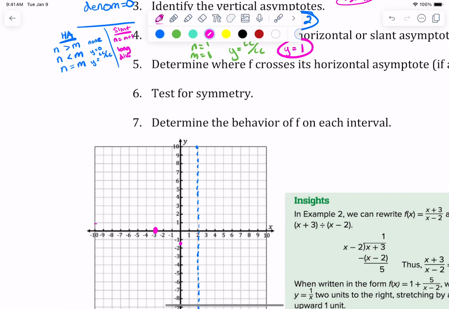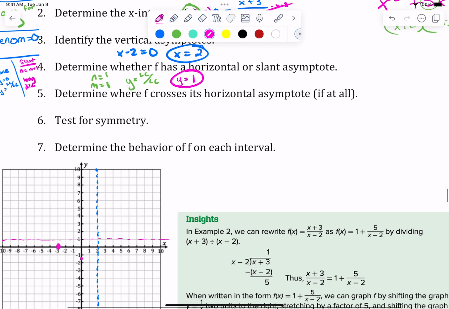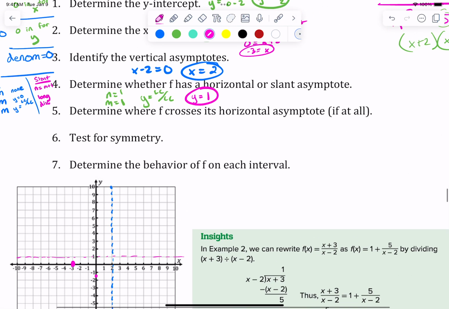I'm going to go to 1 on the y. There it is. Y equals 1. Slant asymptote? No, none, because it has a HA. If it has a HA, it won't have a slant.